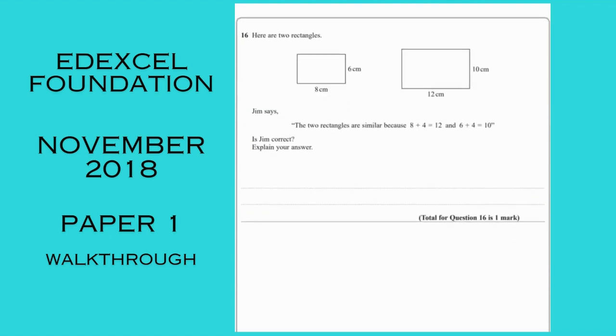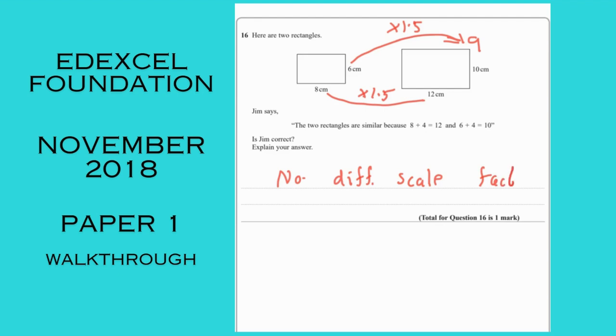Number 16. So, what makes things similar? Similar things means they would have the same scale factor. So going from 8 to 12, that's increased by a half. 6 times 1.5. Add on half, you'd actually get 9. So is Jim correct? Nope. The fact is, there are different scale factors. Other phrases are perfectly acceptable.